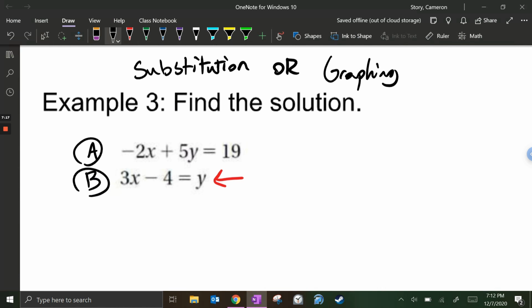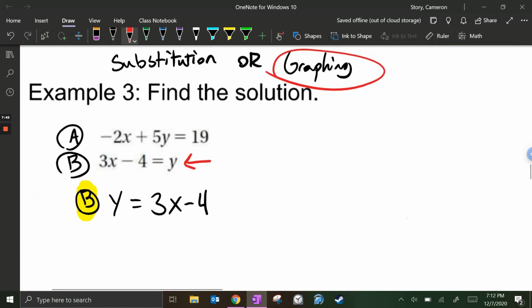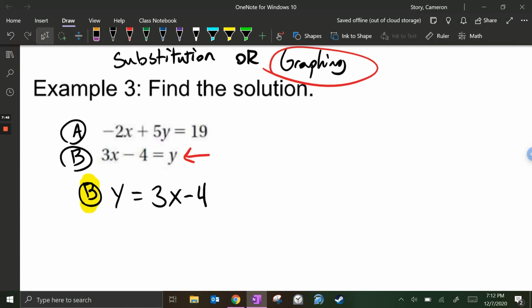Equation B is normally, or it should be written like this: y is equal to 3x minus 4. For some reason they wrote it backwards, so that could trip you up. Once you have it the right way around, like this equation B here, graphing starts to look like a better option. Even though we do have that isolated variable, substitution actually does end up taking more steps. I did try it both ways. So I'm just letting you know, actually solving for y tends to be the easiest option.